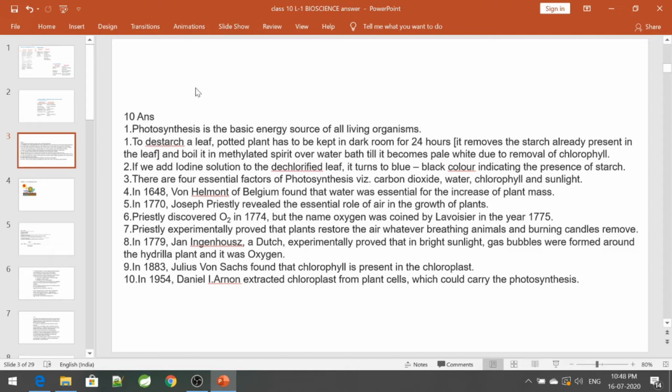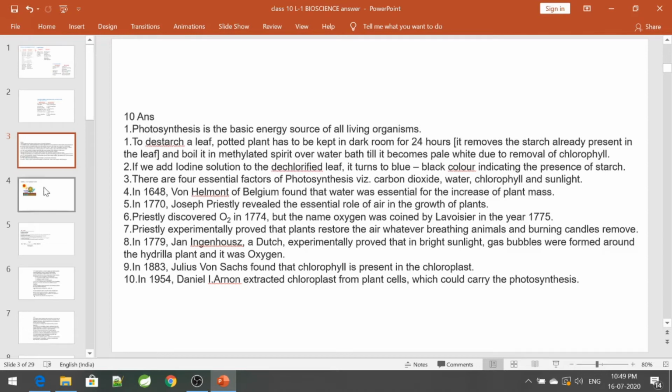In 1883, Julius Sachs found that chlorophyll is present in the chloroplast. In 1954, Daniel Arnon extracted chloroplast. Extracting a chloroplast is a huge success, I must say. By that, we understood that the light reaction, dark reaction, everything takes place in the chloroplast, which can carry out photosynthesis.